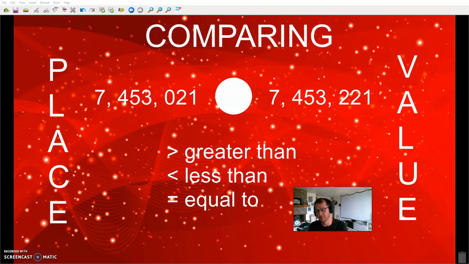My ones place, they both have a 1. My tens place, they both have a 2. My hundreds place, one has a 0, one has a 2. What's greater, 0 or 2? The 2 is greater. This tells us that 7,453,021 is less than 7,453,221.